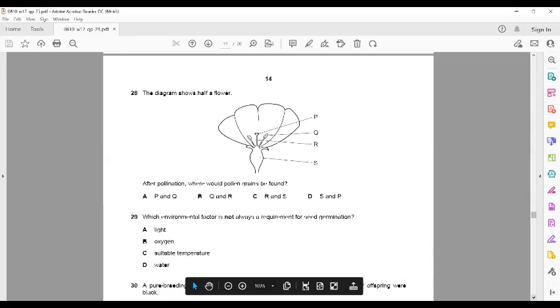28, the diagram shows half a flower after pollination. Where would pollen grains be found? Because it says after pollination, usually the pollen grains will be found on the Q, which is the anther, but because this is after pollination, it means the pollen grain has already settled on the female part. So you can also find it on the stigma, which is P. So P and Q, A is the answer.